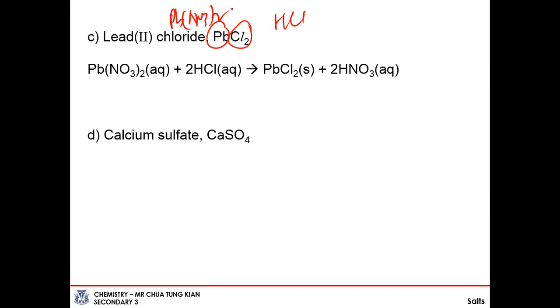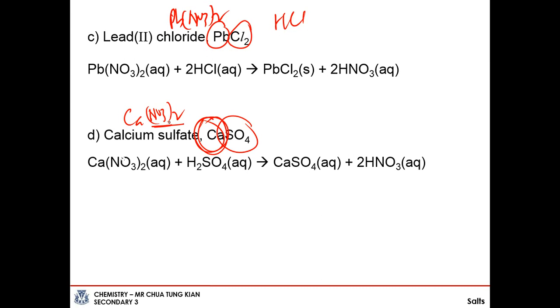Last but not least, calcium sulfate. SO4 must come from your sulfuric acid. So you have another component which is soluble in water. So what do we use? Calcium nitrate. Correct. So make sure that we always choose a metal ion component which is soluble in water, because the salt is insoluble. Okay?